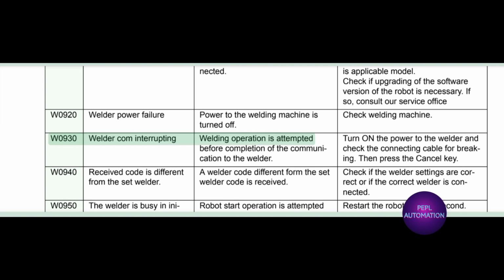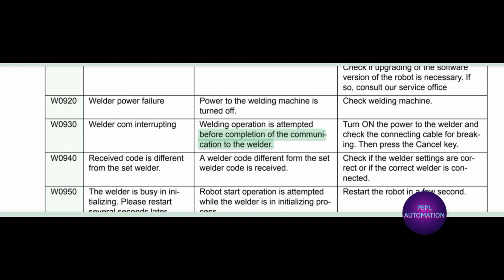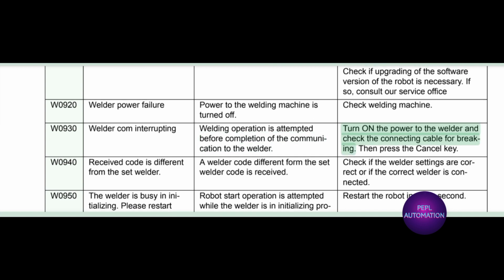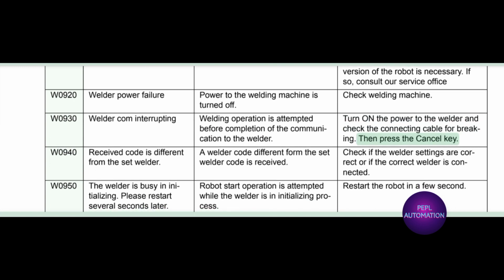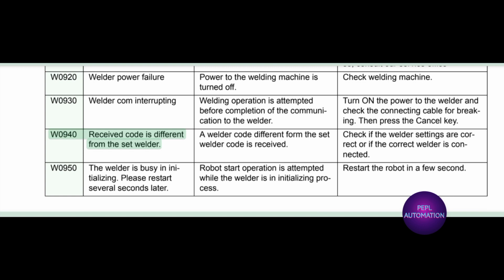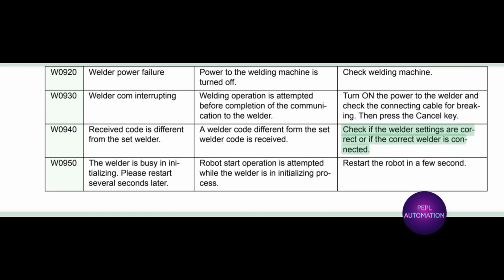W0930 welder.com interrupting welding operation is attempted. Before completion of the communication to the welder, turn on the power to the welder and check the connecting cable for breaking. Then press the cancel key. W0940 received code is different from the set welder. The welder code different from the set welder code is received. Check if the welder settings are correct or if the correct welder is connected.